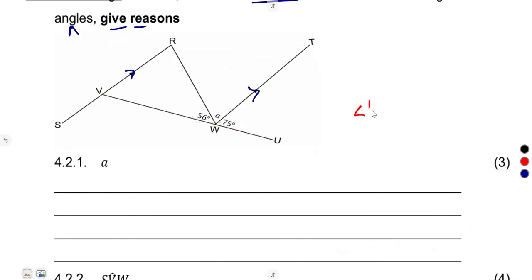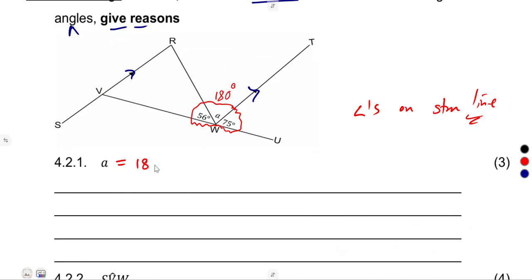So what is it about angles on a straight line? They add up to 180 degrees. If I take these three angles and combine them together, we must obtain 180 degrees. So therefore, A is equal to what? 56 degrees. These ones from 180.